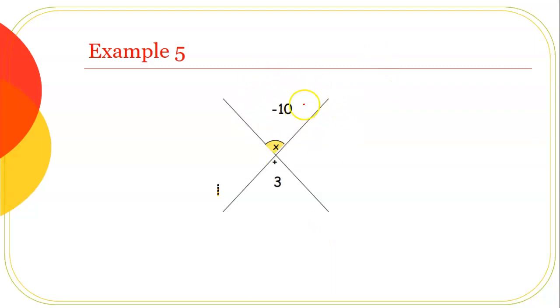Negative 10 on top, positive 3 on bottom. Again, if I have a negative up top, I know one of my factors has to be negative and one of my factors has to be positive. Got it, Sophia? Perfect. So 5 and negative 2, where the 5 is my positive and the 2 is my negative, because I need the larger to be positive since the bottom is positive.